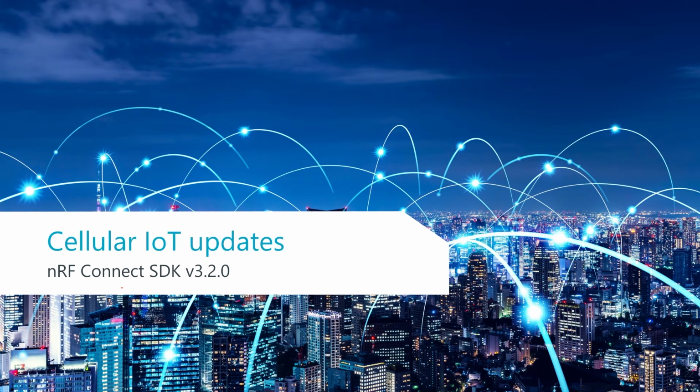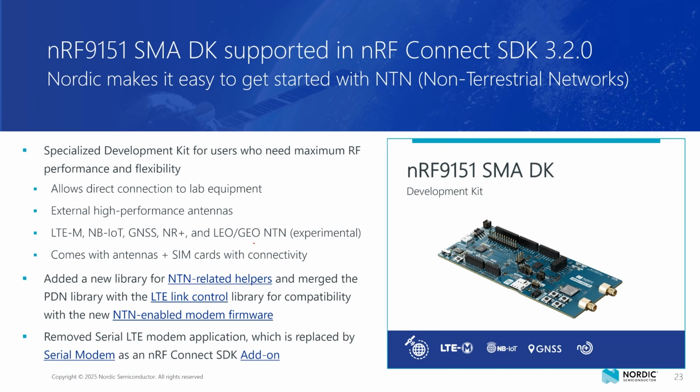All right, moving on to Cellular IoT Updates. So we have launched a new kit for the nRF9151. It's the nRF9151 SMA DK. As you can see here on the right-hand side, the form factor is about the same as the existing nRF9151 DK, but instead of an onboard antenna, you have these SMA connectors.